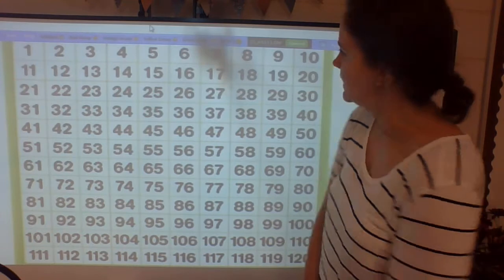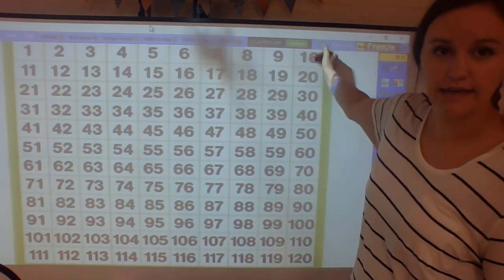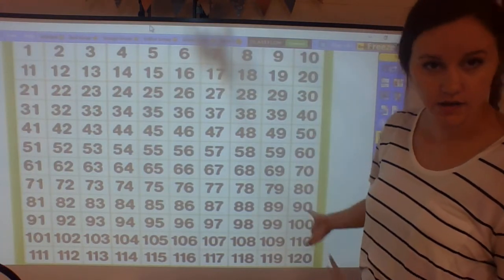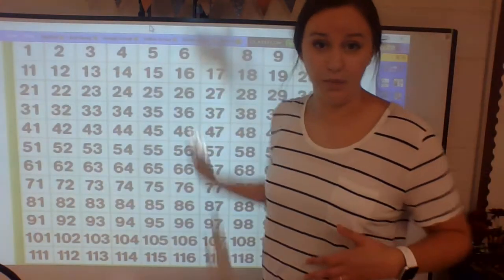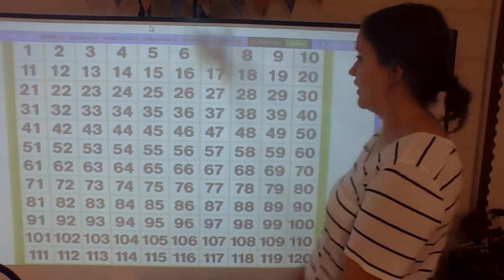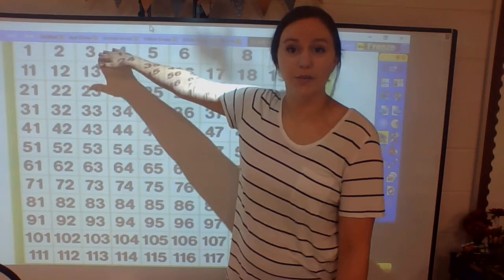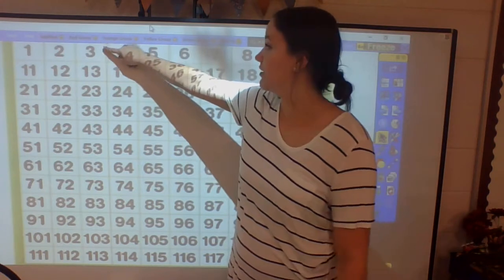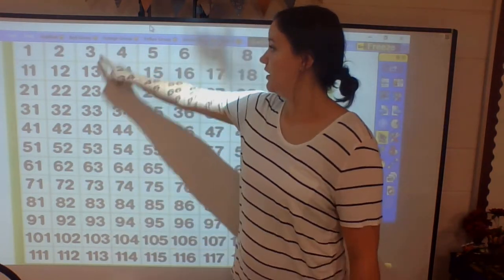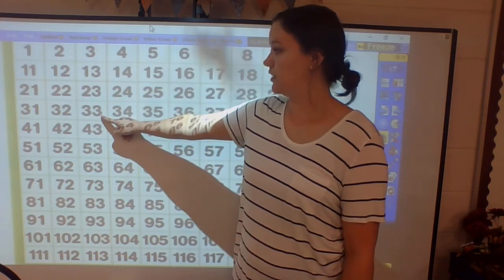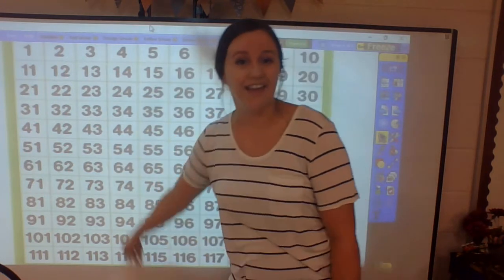Now, when we think of counting by tens, we think of start at 10, 10, 20, 30, 40, 50, 60, and so on. You can start at any number and count by tens. I could start at 3 and count by tens, and I use my hundreds chart to help me stay on track. If I'm counting by tens, I'm just going to move down the column. 3, 13, 23, 33, 43, 53, and so on.